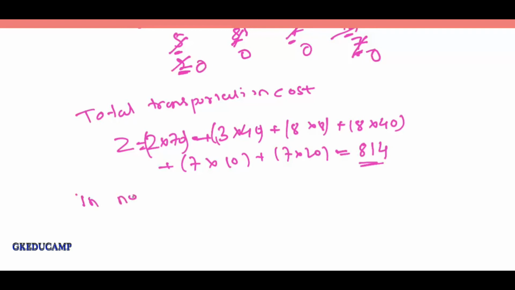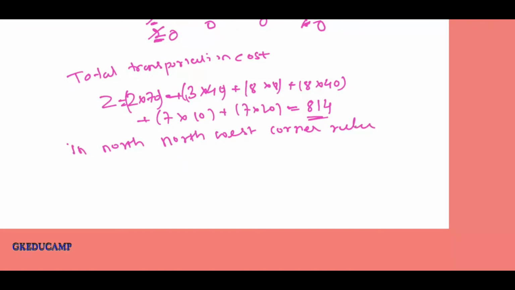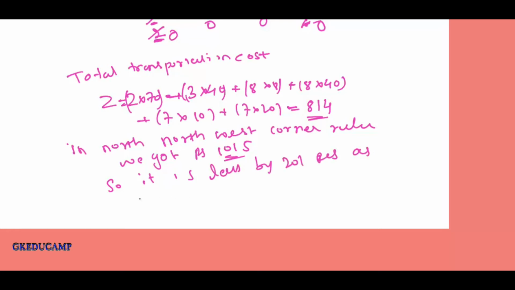In the northwest corner method we got 1015 rupees. So it is less by 201 rupees as compared to the northwest corner method.